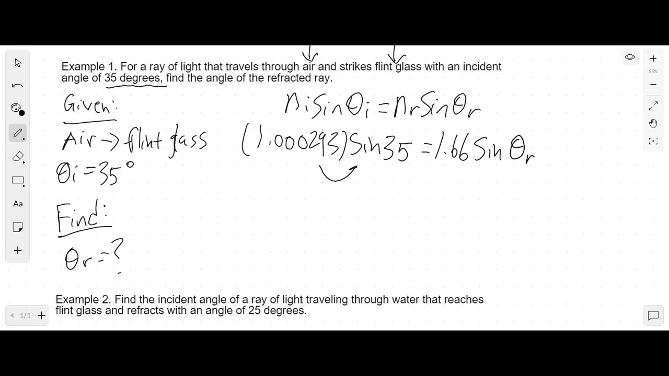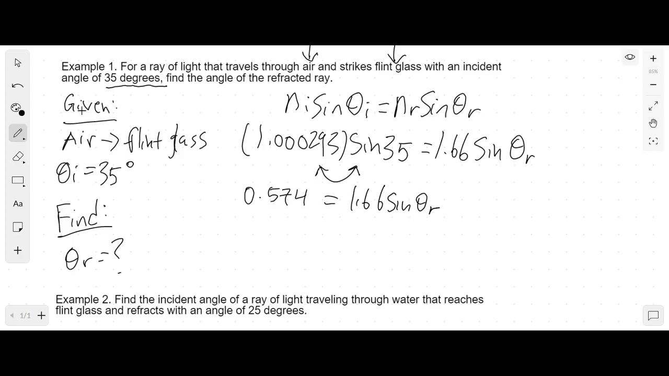Now we're going to just do this multiplication. I'm just going to do it on my calculator. 1.000293 times sine 35. Make sure your calculator is in degrees mode and not radians mode. That gives us a value of 0.574 equals 1.66 sine theta r.